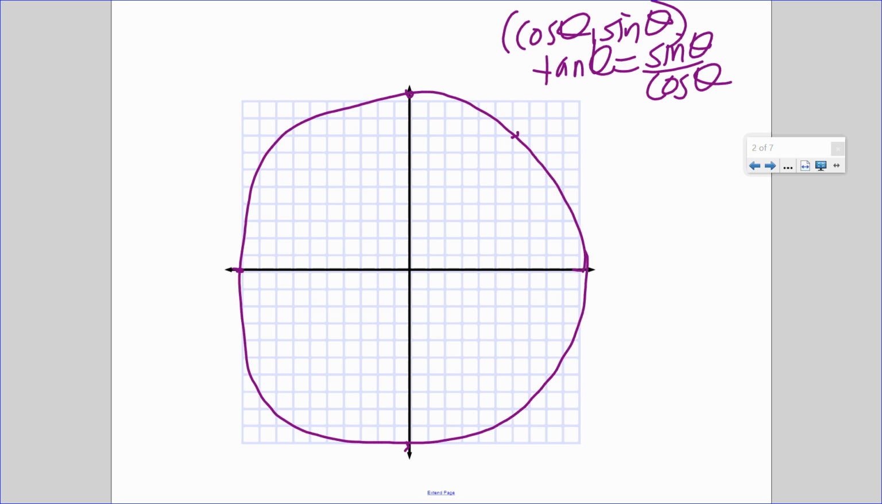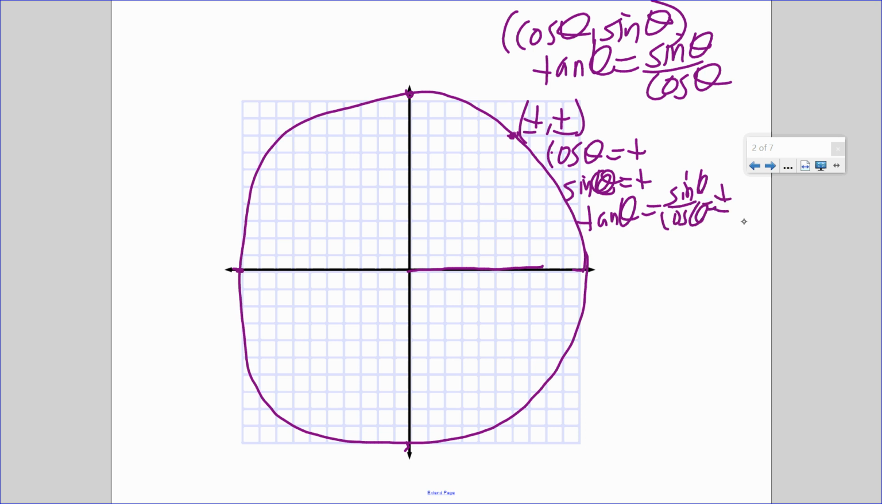So in this quadrant, the coordinates of this point are going to be positive and positive, because in quadrant 1, the x value is positive and the y value is positive. So if it's positive, positive, that means that cosine of theta is positive, because cosine is the x value. Sine of theta is positive, because the y value is positive. And now tan of theta, well, tan, we said, is sine over cosine.